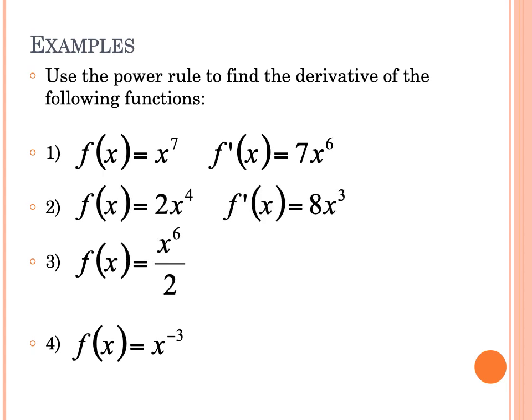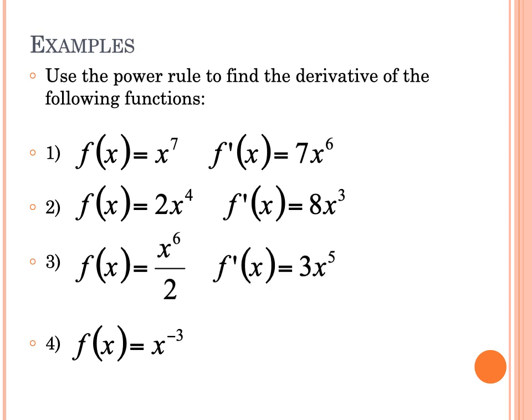Now for 2, sometimes you have a constant, a coefficient already in front of the term. And when that's the case, the exponent you bring down, you're going to multiply. So 4, you bring that down, you're going to multiply 4 times 2. We still subtract the exponent by 1, and here we got 8x to the third. With this next one, we get 3x to the fifth. And that 6 we're going to bring down, and so really it would be 6x to the 5th all over 2. That 6 divided by 2 is going to reduce down to 3.